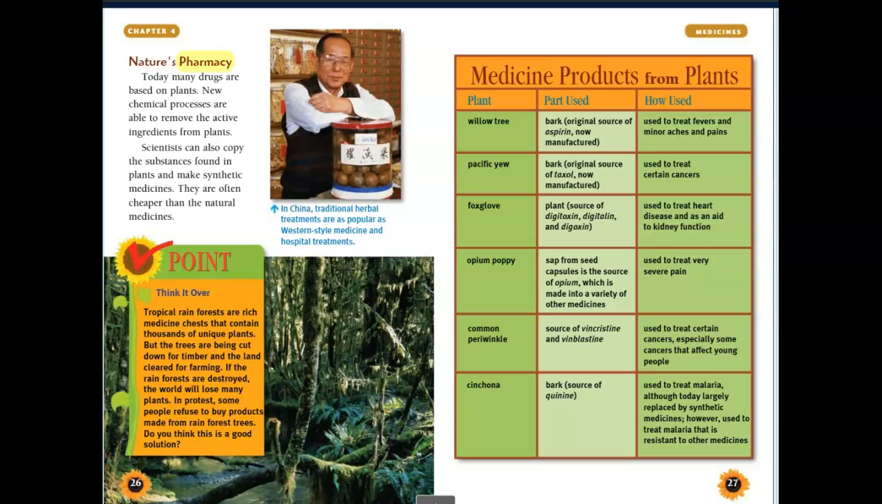Nature's Pharmacy. Today, many drugs are based on plants. New chemical processes are able to remove the active ingredients from plants. Scientists can also copy the substances found in plants and make synthetic medicines. They are often cheaper than the natural medicines.